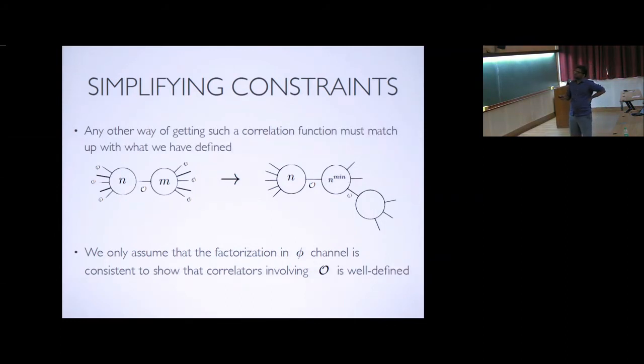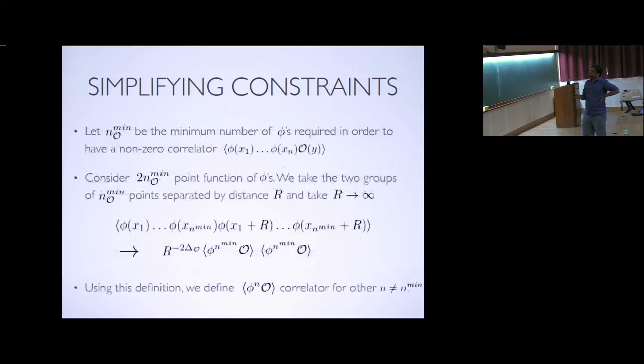Similarly, if one wants to show that this correlator here is also the one that is defined, you just do the same thing but on this other side. So from these arguments, one shows that general correlators of this type, with a bunch of phi's and any different operator with any number of phi insertions, are uniquely defined.